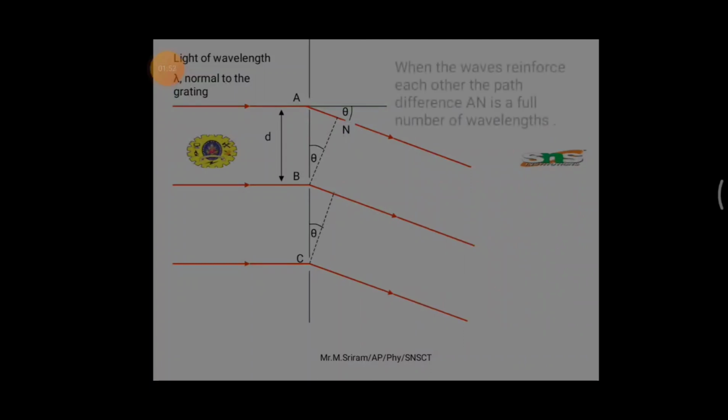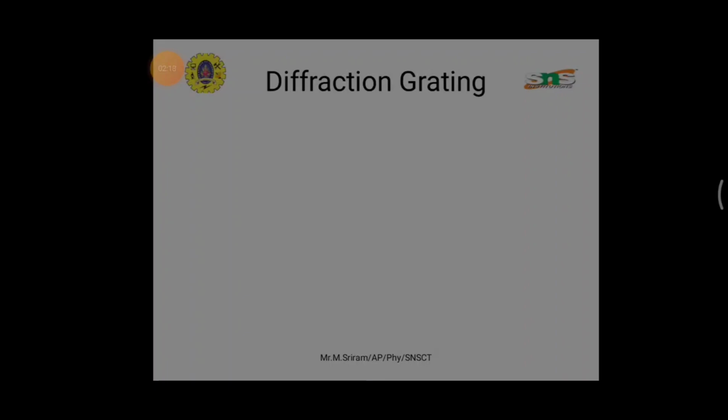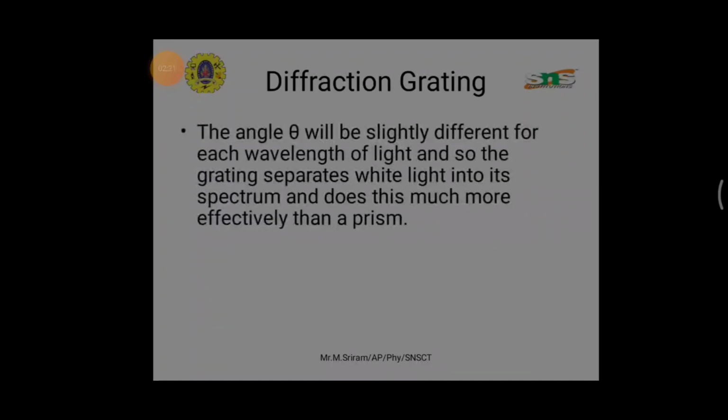When the waves reinforce each other, the path difference is a whole number of wavelengths, meaning the path difference equals n lambda. We know n is a whole number, and the path difference equals d sine theta, so d sine theta equals n lambda. In a diffraction grating, the angle theta will be slightly different for each wavelength of light, so the grating separates white light into its spectrum, and does this much more effectively than a prism.